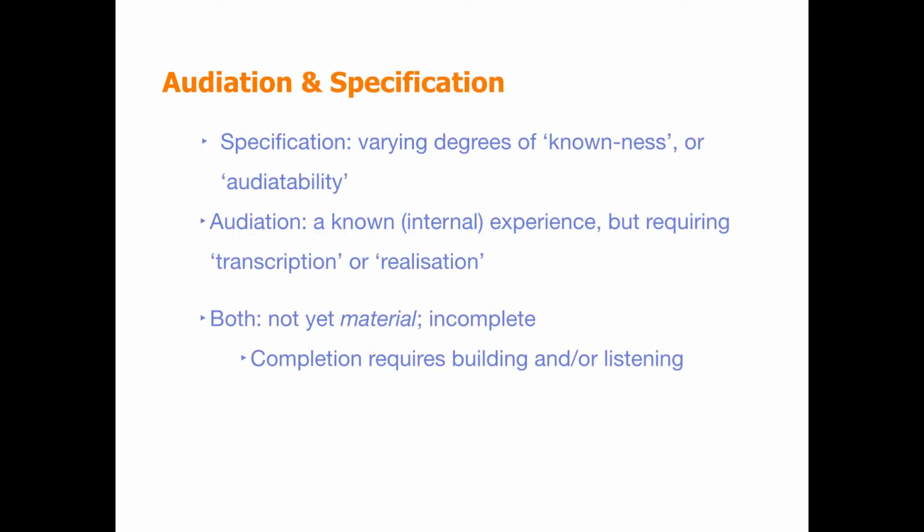So if we look at these two things together and think about how they relate to the whole process of making music, we see that with specification, I may or may not be able to know in advance what something is going to sound like if I make a specification for something to happen. Audiation is maybe a bit more clear if it's hearing in my head, but in the absence of actually transcribing it or realizing it, it still has a degree of immateriality and unknownness. So both of these things have to be made material in order to really experience them.